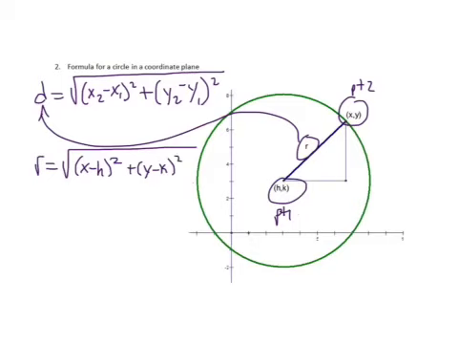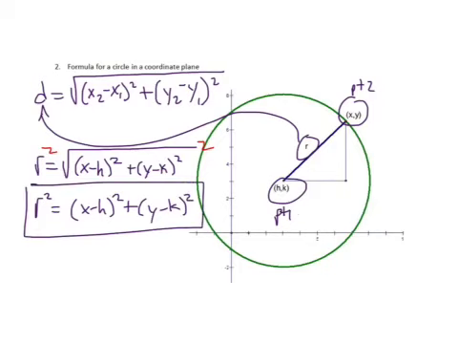And we're going to do one more thing, because we don't like this big ugly square root. Let's go ahead and square that. So we're going to square both sides. And we're going to get r squared equals, the square root and the square will cancel each other out. And so we have x minus h squared plus y minus k squared. Okay, so that is our formula for the equation of a circle. So that's our general equation of a circle.